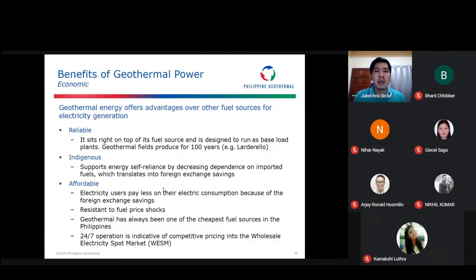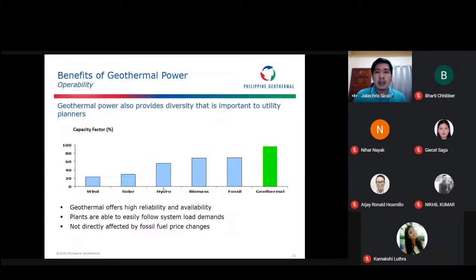And then it is also affordable, meaning electricity users pay less on electric consumption because of the availability of this geothermal resource. And it is also resistant to fuel price changes. Geothermal has always been one of the cheapest fuel sources in the Philippines. And again, as mentioned earlier, it is available for almost 24/7 operation. And finally, I think this is my second to the last slide.